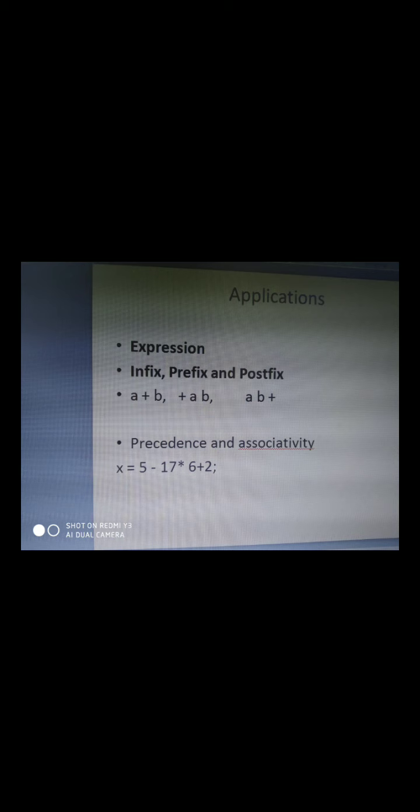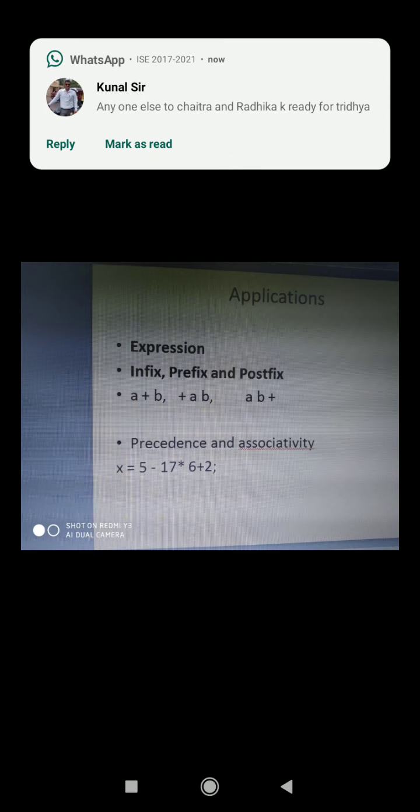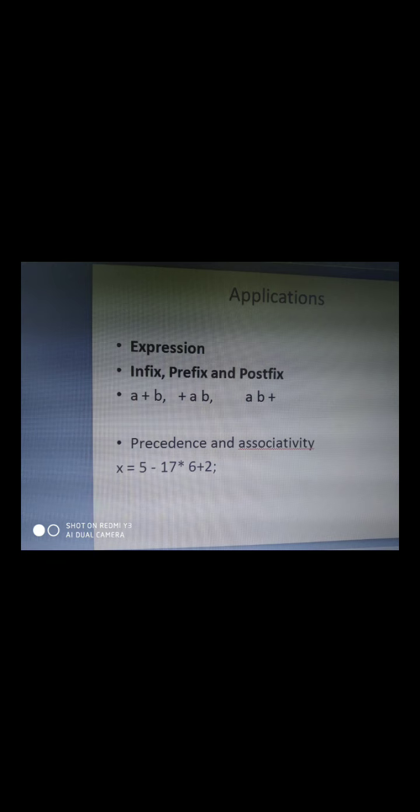For example, in a star b plus c, a, b and c are your operands. Star and plus are the symbols, and these are called operators. The operators indicate what operation you need to perform based on the given operands.